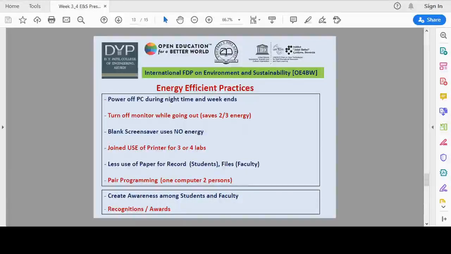Joint use of printers for 3 to 4 labs can be recommended. Less use of paper for records by students and for file maintenance by faculty. Pair programming can be insisted upon among students during their lab sessions, so one computer can be used by 2 persons. We need to create awareness among students and faculty, and periodical recognitions or awards can be given to them as a motivation factor.